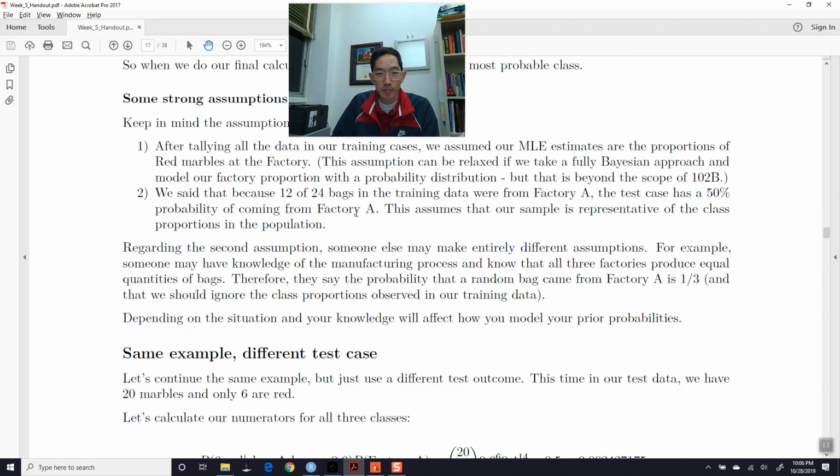And then, again, the other part was that because 50% of our training data came from factory A, we just assumed that the probability that our new test case comes from factory A is 50%, okay? And again, if you had other information, you might factor that in and change that, okay?